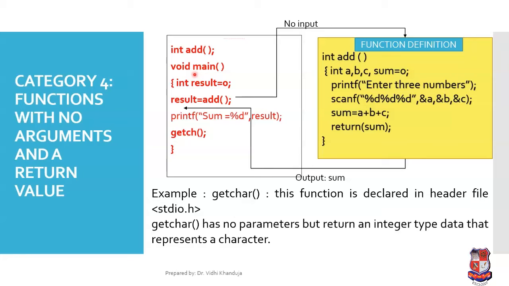In case there are no arguments, then the function add is not receiving any data from the main, right? So within the add, we have to take the values of these three variables whose sum is to be found. Clear? A simple example of this category is the getchar function, right? Getchar has no parameters but returns an integer type data that represents a character. Clear?